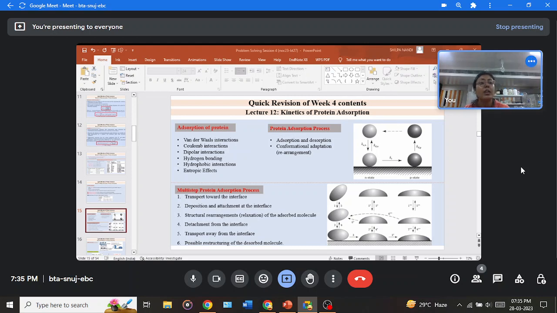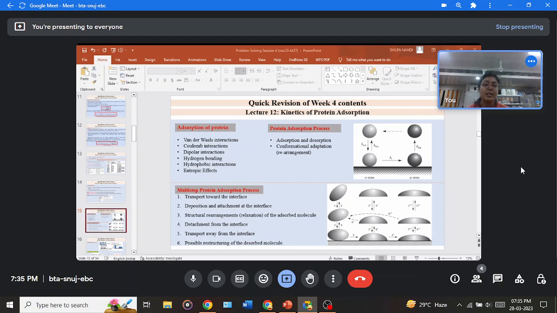So if I define these steps in more detail, the multi-step protein adsorption process can be categorized into 6 steps. First is the transport towards the interface. The protein molecule gets transported towards the interface. Next is deposition and attachment at the interface. Third, structural rearrangement, that is the relaxation of the adsorbed molecule.